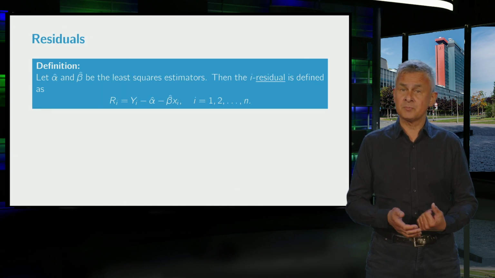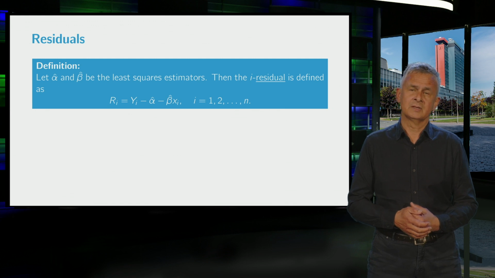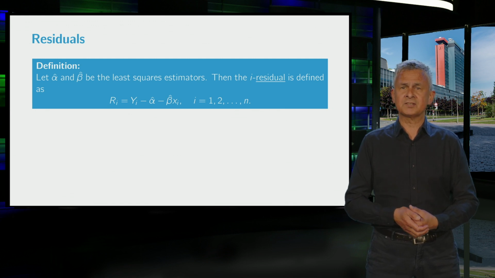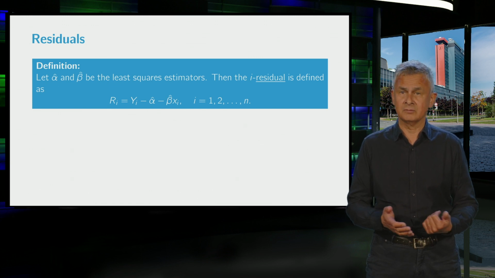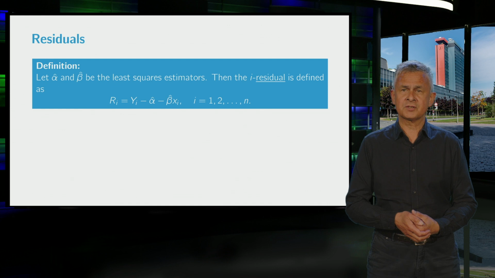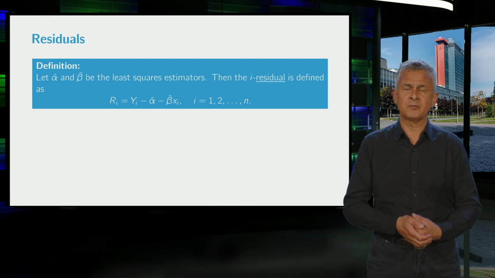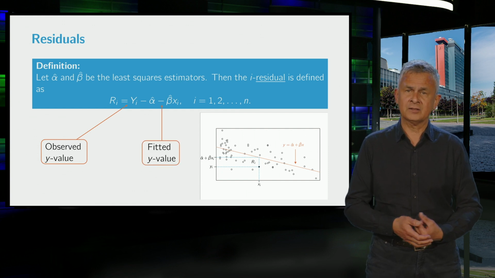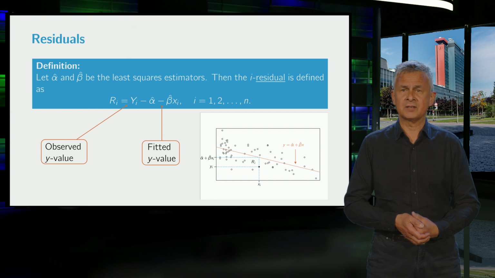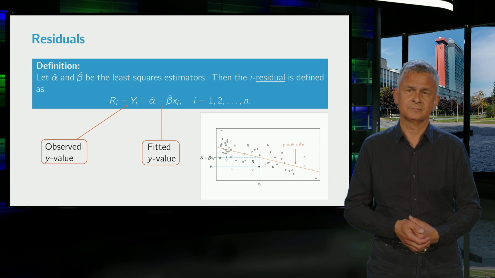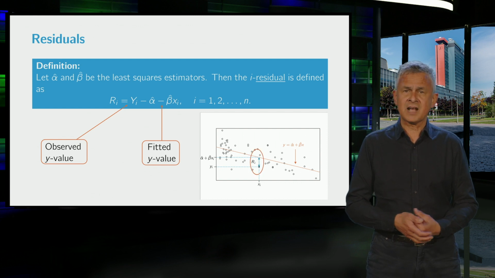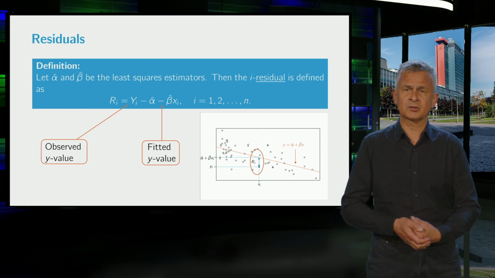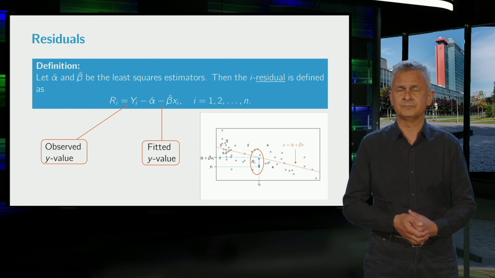The key ingredient for these methods are the residuals. Now let alpha hat and beta hat be the least squares estimates. Then, for each observation, the corresponding residual is defined as the difference between the value of y and the value alpha hat plus beta hat times x. It represents the difference between the observed value of y and the fitted value of y that we would get on the basis of the estimated regression line. In fact, these are exactly the vertical distances of the points in the scatter plot towards the estimated regression line.